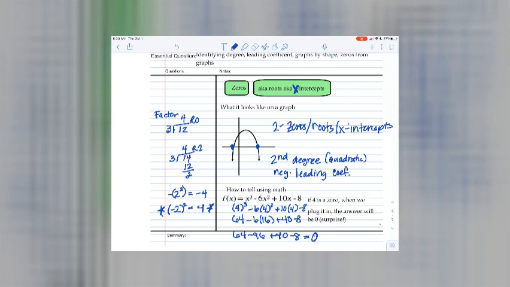So is 4 a 0? Yes, 4 is a 0. There's no remainder. There's no answer left. The answer is 0. So that's good. So if I ask you, can you tell if this is a 0? You plug it in. If you get 0, surprise, it's a 0. If you get a number that's not 0, then it is not a 0.